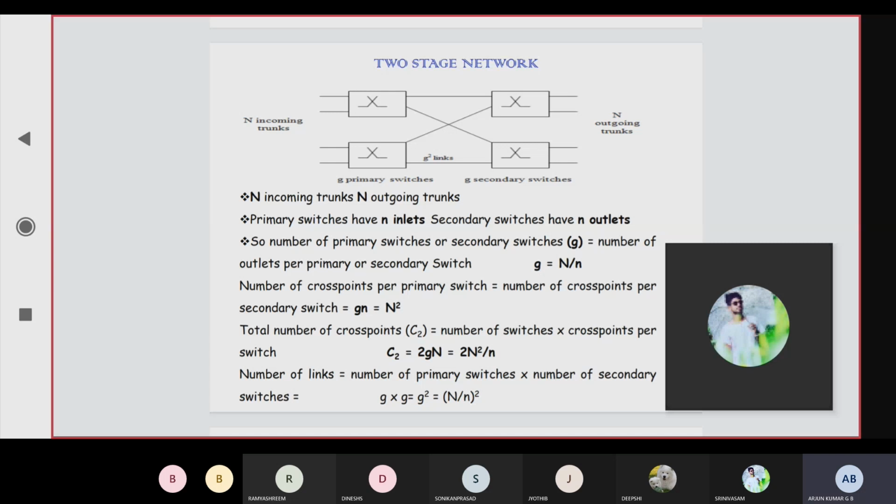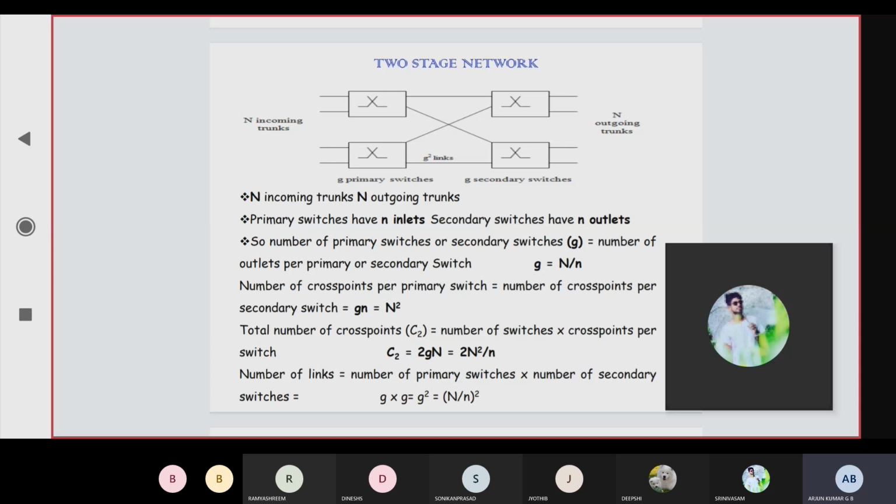If you have n inlets and n outlets, what is the number of cross points? How many cross points will there be in the primary switches? The number of cross points per primary switch is equal to the number of cross points per secondary switch.